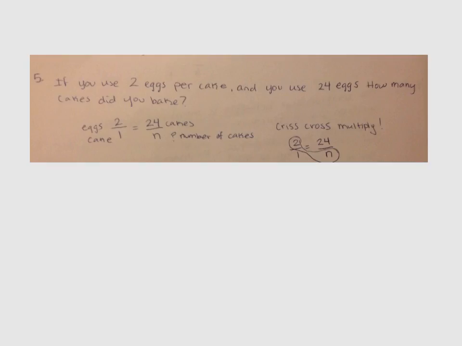Number 5, if you use 2 eggs for a cake and you use 24 eggs, how many cakes did you bake? You could probably do this in your head, but I'm going to go ahead and set it up as a little math problem. So what you do is you take the first piece of information. You use 2 eggs per cake. So that's why we have this first part, 2 eggs per cake. And then the second part of information says you use 24 eggs.